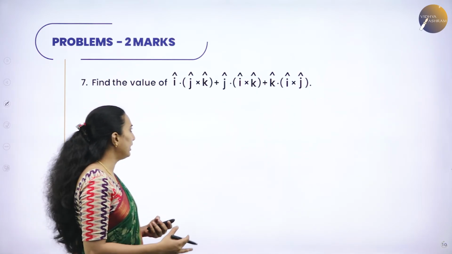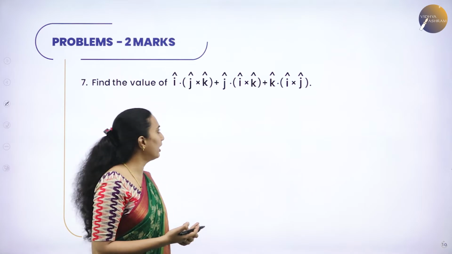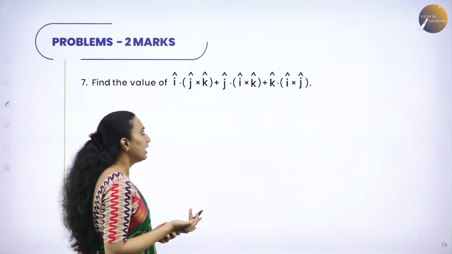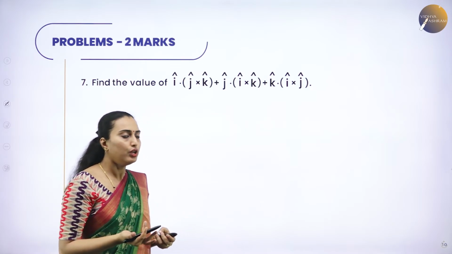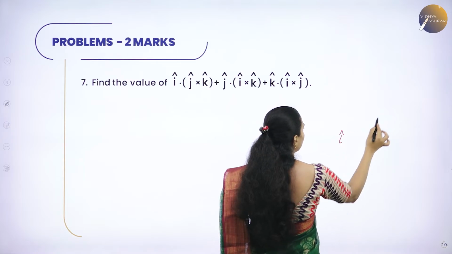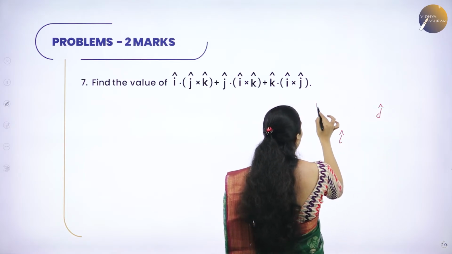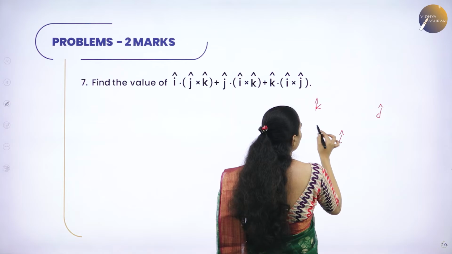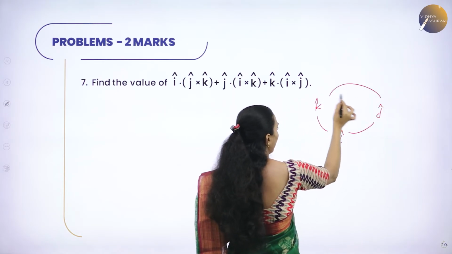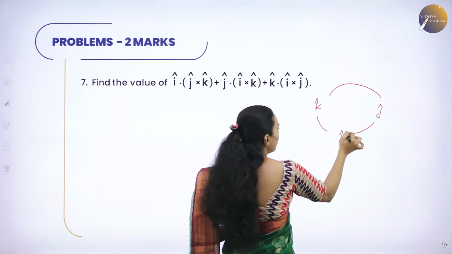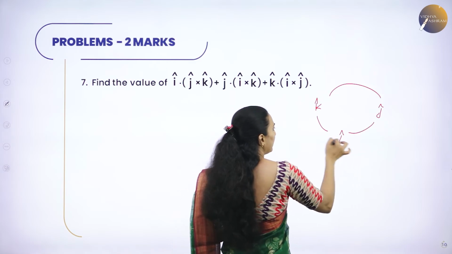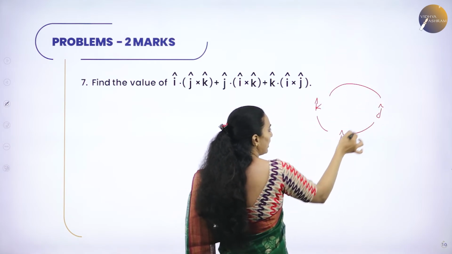What they've asked: find the value of i dot j cross k plus j dot i cross k plus k dot i cross j. You know already what a cyclic order is. Cyclic order, this is i, j and then k. So in cyclic order, i cross j is k, j cross k is i. Similarly, i cross k is minus j, j cross i is minus k, k cross j is minus i.